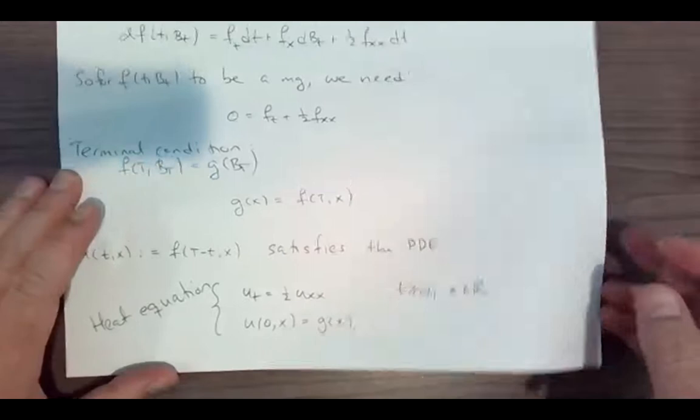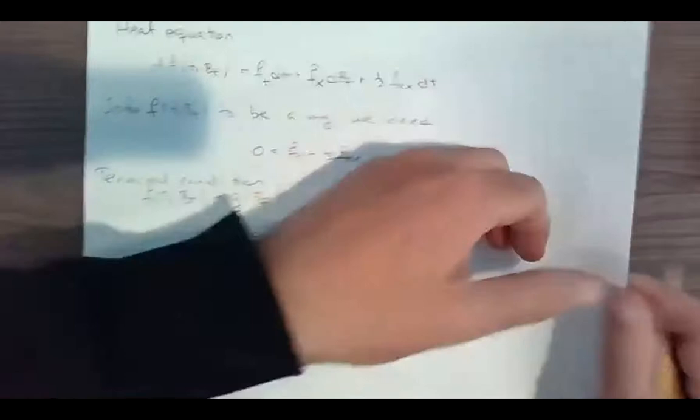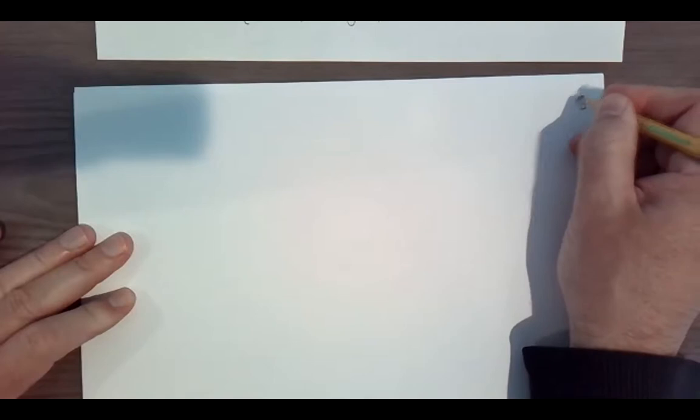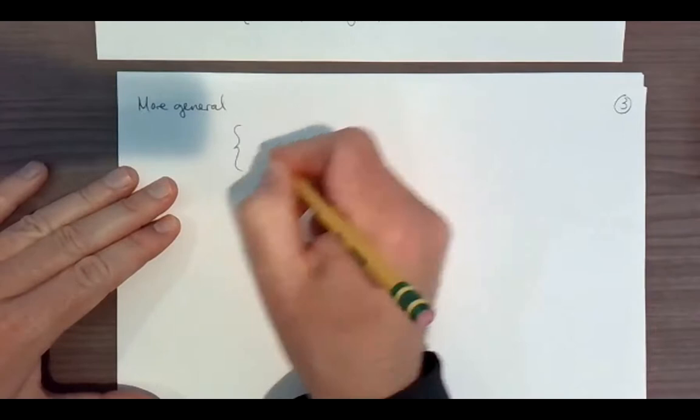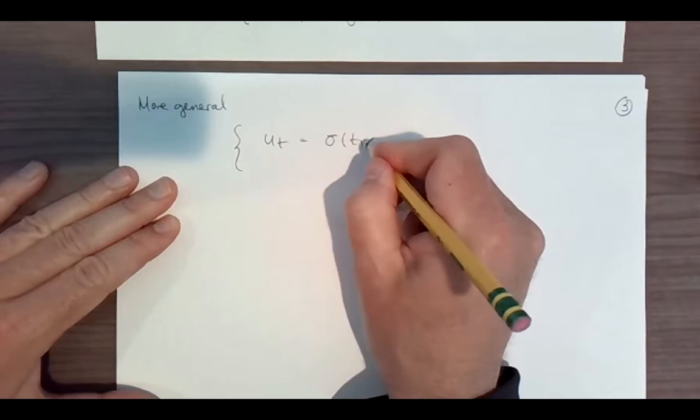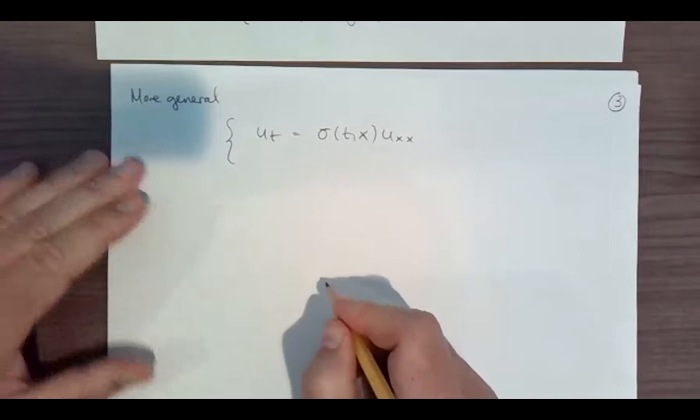And of course, we could look at variations. We could look at more general heat equations of the form, say, u_t is equal to a function of t as well as x times u_xx. And if we have u(0, x) is equal to g of x.